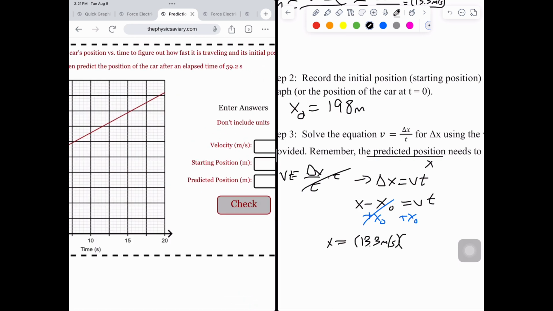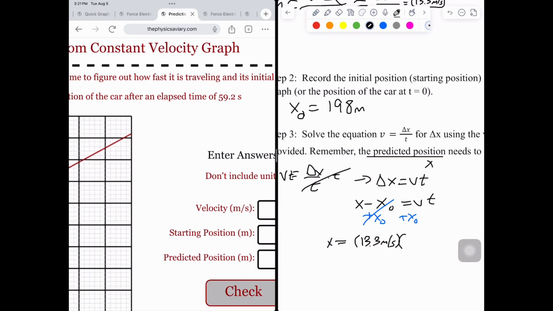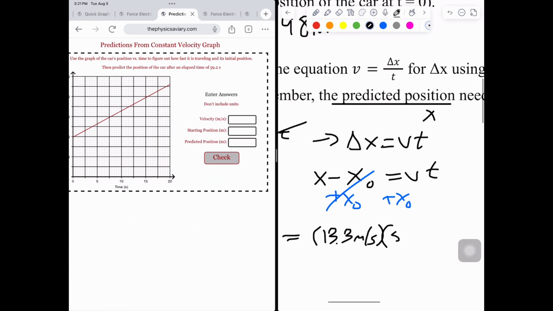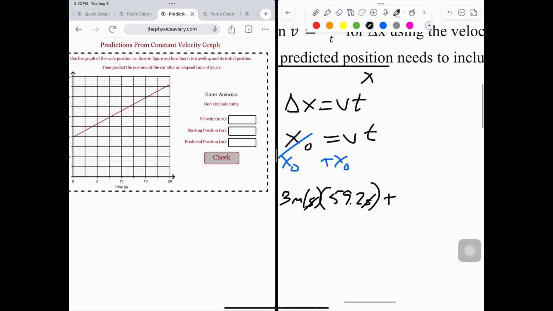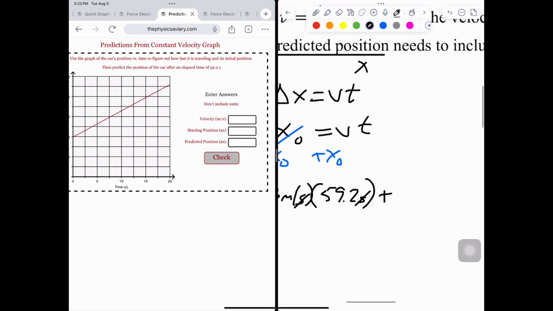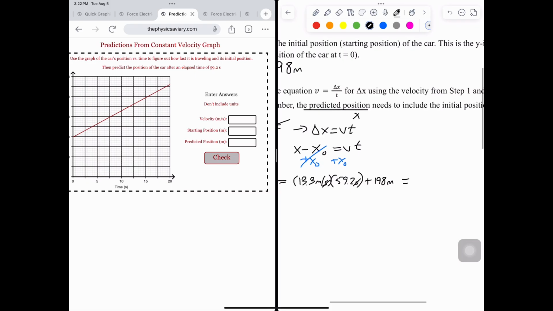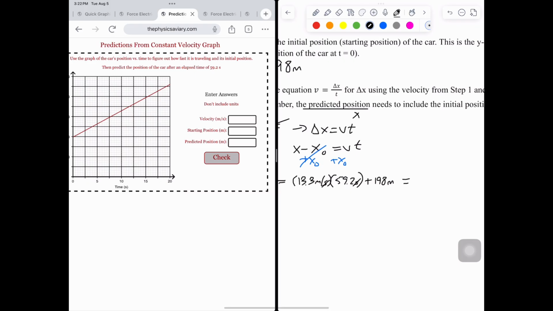Now, in my problem, I was given an elapsed time of 59.2 seconds, okay? Put your time in. You see the time cancels. And then I have to add to that my predicted initial position, which for me, it looks like about 198. Okay, so let's put that in our calculator, 13.3 times 59.2. I'm going to add to that 198. And I'm getting a final position of about 985.4 meters. I'm going to just go with 985. I'll round to the nearest meter.